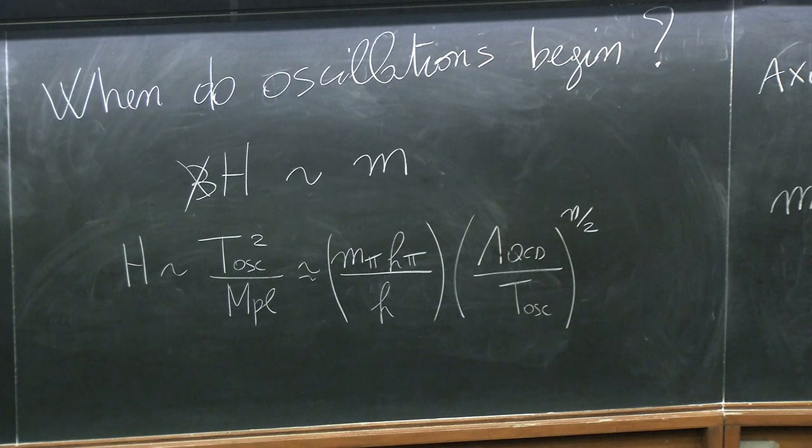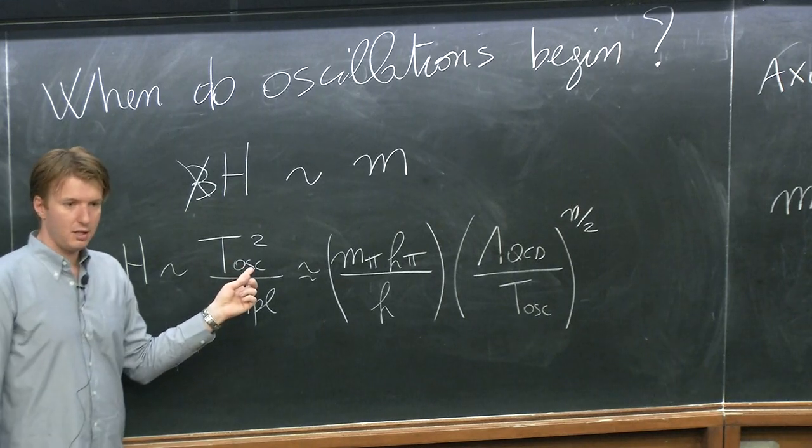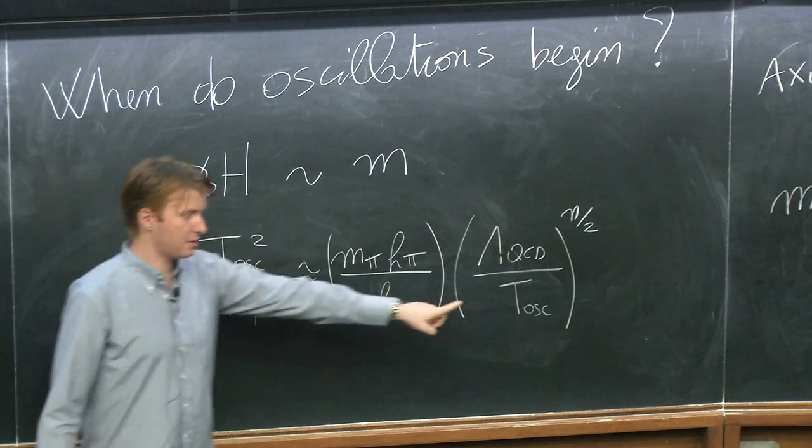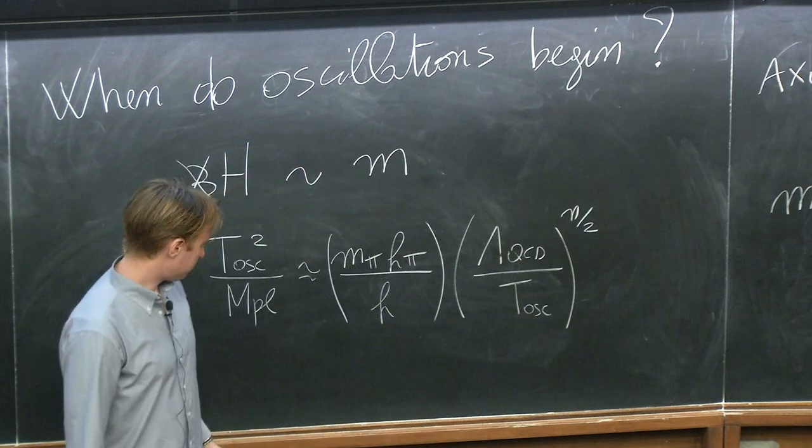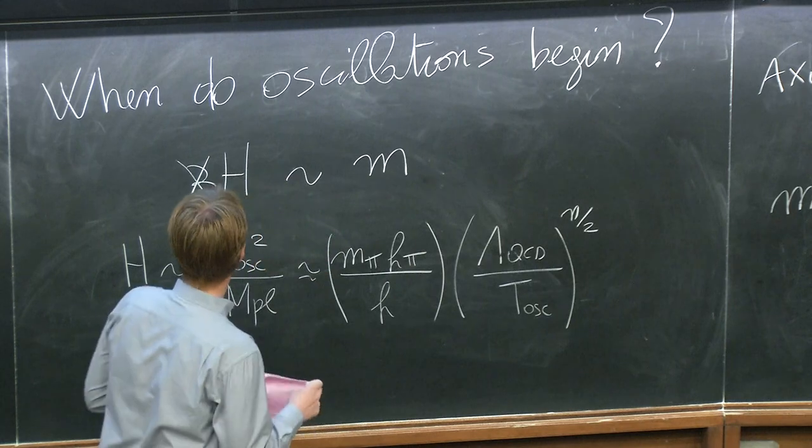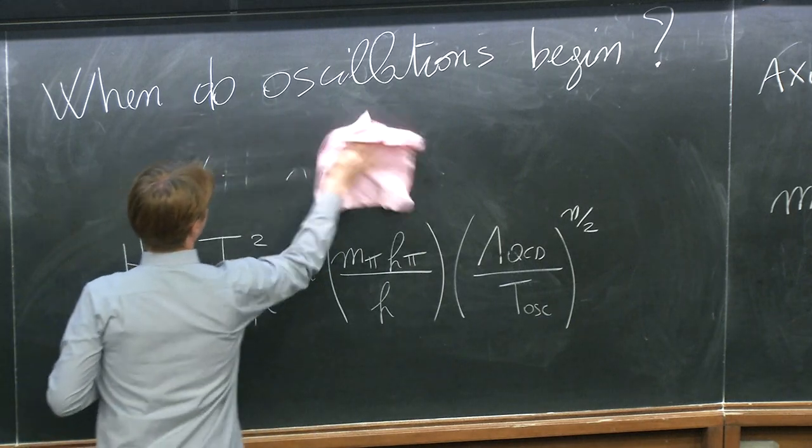Now, in my theory, F is a free parameter. It's the only free parameter I have, because once I specify F, the axion mass is something that I can compute, the zero temperature axion mass. So if I look at this equation, the only unknown is T osc that appears here and appears here. So I can solve. Let me do that on this blackboard.